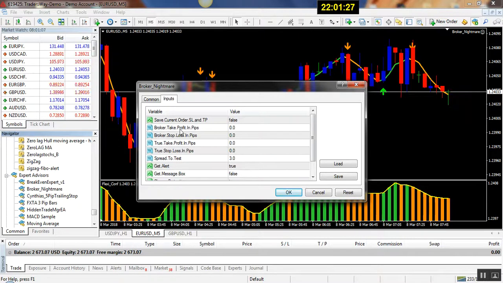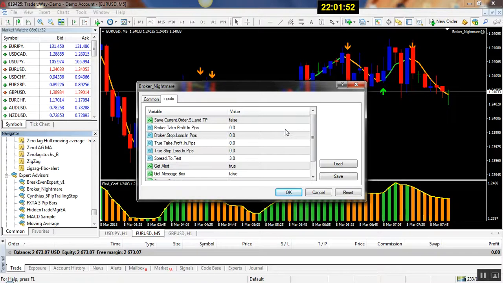Now here we've got the broker take profit in pips and the broker stop loss in pips. What we do here is put the amount of pips. This is what the broker is going to see down here after you place a trade. He's going to see a stop loss and take profit. It's not the true one. It's not really what you're doing. But this keeps them honest, and we just don't need the broker knowing exactly what we're going to do.